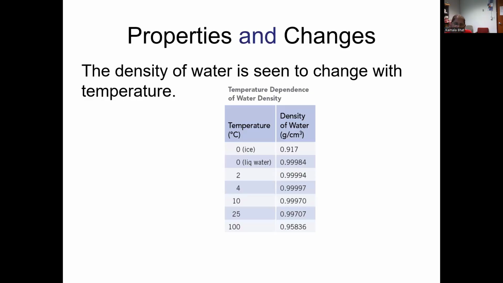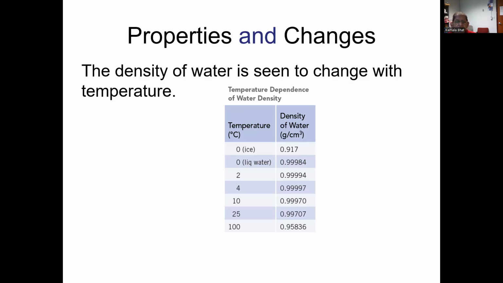Now here we stated that physical property is temperature dependent, and this is the temperature dependence for density of water. You can see that at 0 degrees, the density of ice is 0.917. At 0 degrees, the density of water is 0.99984. This shows that the density of ice is less than the density of water, one of the few substances that behave like this, and therefore ice floats in water.